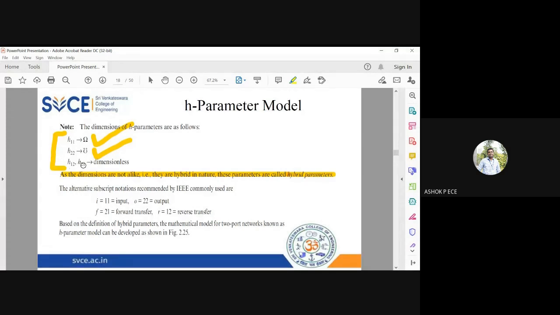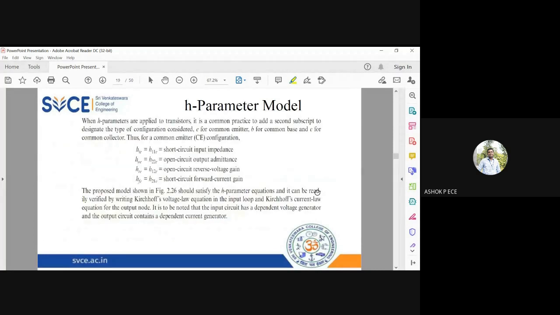H21 is forward current gain, I'll replace 21 by F. Reverse voltage gain, I'll be replacing 12 by R. So these are the changes I'll be doing as per IEEE notation. IEEE is an organization which will standardize everything. See, all over the world, everybody is using H parameters, right? So if everybody is using the same H parameter, there should not be confusion anywhere, right? So if you standardize and say that instead of input, I'm going to use I. Instead of output, I'm going to use O. Instead of forward current gain, I'm going to use F. Instead of reverse current gain, I'm going to use R. Then everybody will be using it all around the world in the same way.